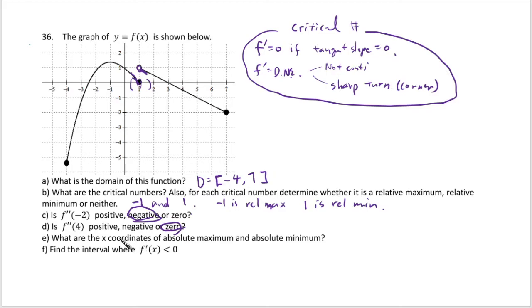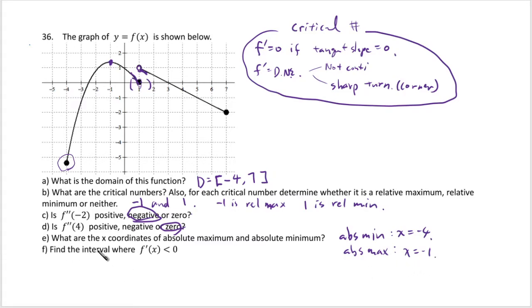Okay. What are the x-coordinates of the absolute maximum and absolute minimum? When you think about the absolute max and absolute minimum, endpoints are now included, and the lowest point of the graph happens to be this point here. So the absolute minimum happens when x equals -4. And the highest point is right here. This is slightly bigger than this, so that's the highest point. So the absolute maximum would happen at x equals -1.